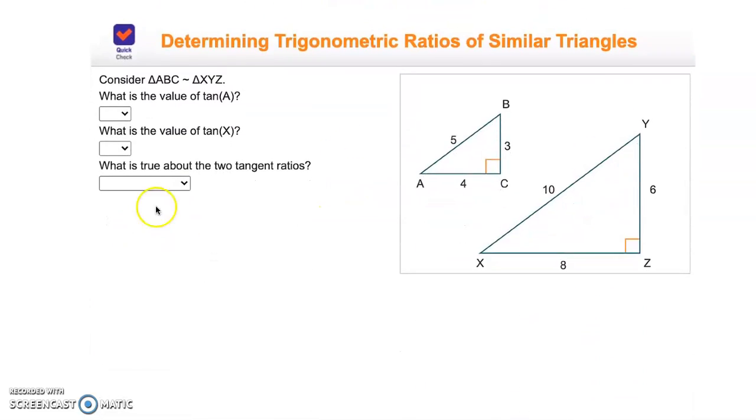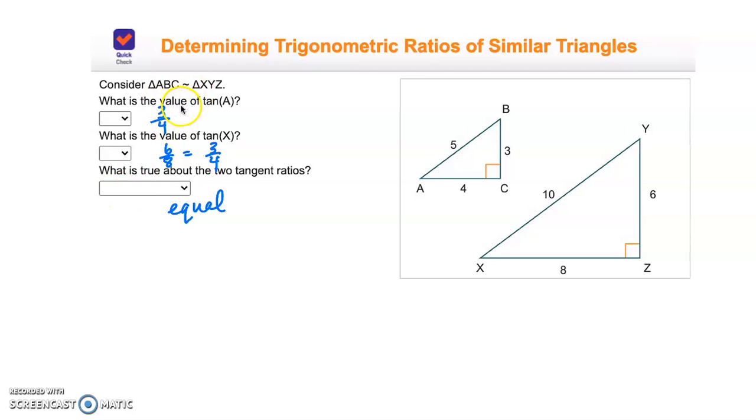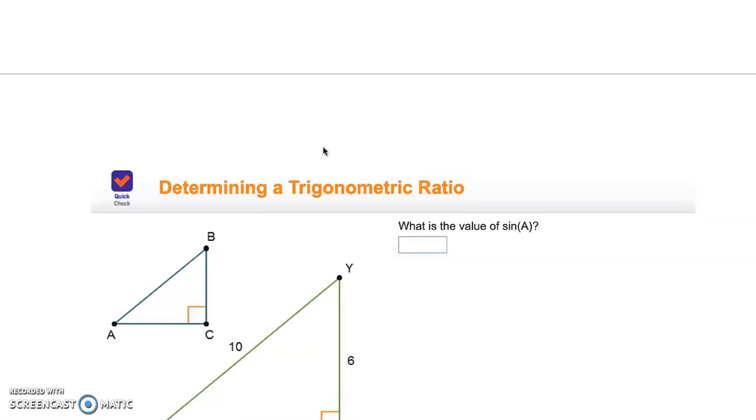So I want you to pause the video and try to see if you can figure out the ratios of these similar right triangles. So based on this, if we found the value of the tangent of A, it's the opposite over the adjacent, so that's 3 over 4. Now in our next triangle, which is a similar triangle, we find the tangent of X is 6 over 8. And if we reduce that, that actually equals 3 over 4. So the two tangent ratios are equal. So if we have similar triangles, because we're basing it on angle measures, similar triangles are going to have equal trigonometric ratios. So that's helpful to know.